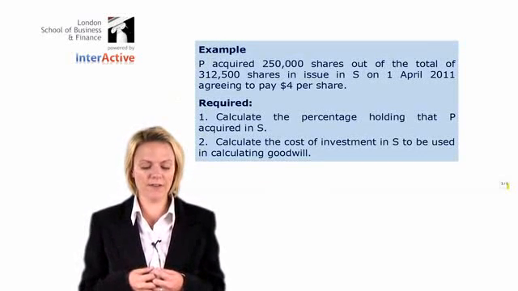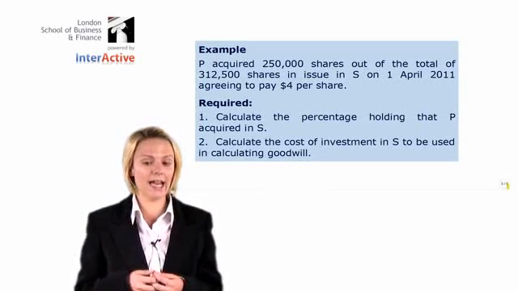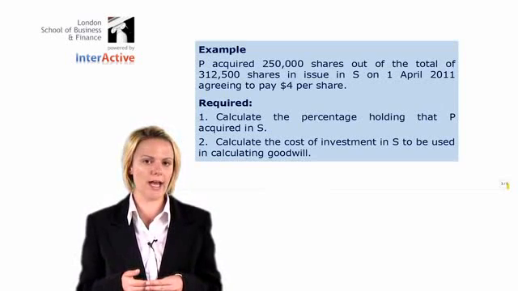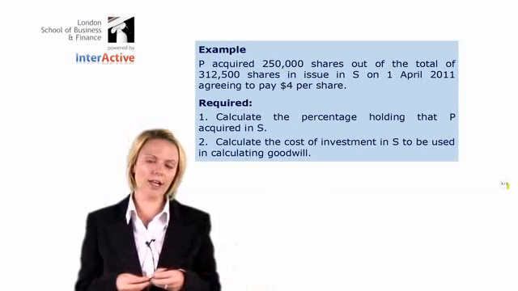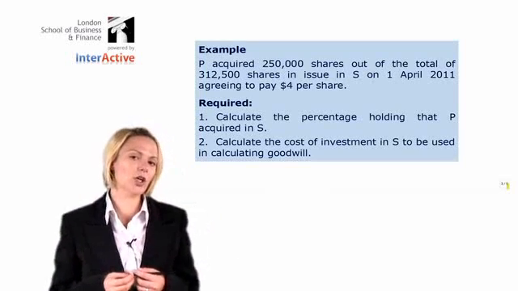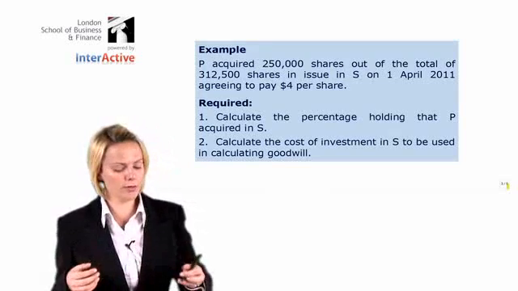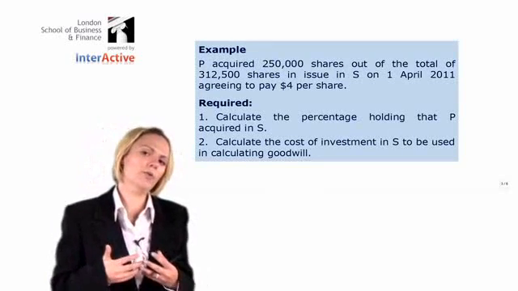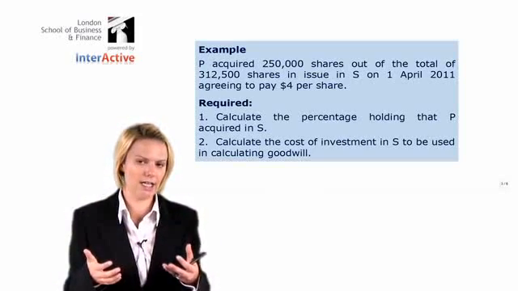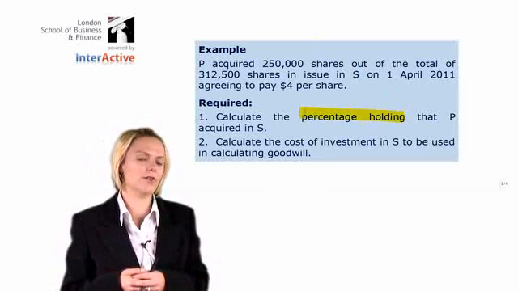P acquired 250,000 shares out of a total of 312,500 shares in issue in S on the 1st of April 2011, agreeing to pay $4 per share. Required. 1, calculate the percentage holding that P has acquired in S, and 2, calculate the cost of investment in S to be used in calculating goodwill. So 2 requirements then. Now the first requirement we haven't really seen. Usually we're told the percentage holding we own in the subsidiary. In this case, we haven't been told the percentage holding. They want us to work it out for ourselves.